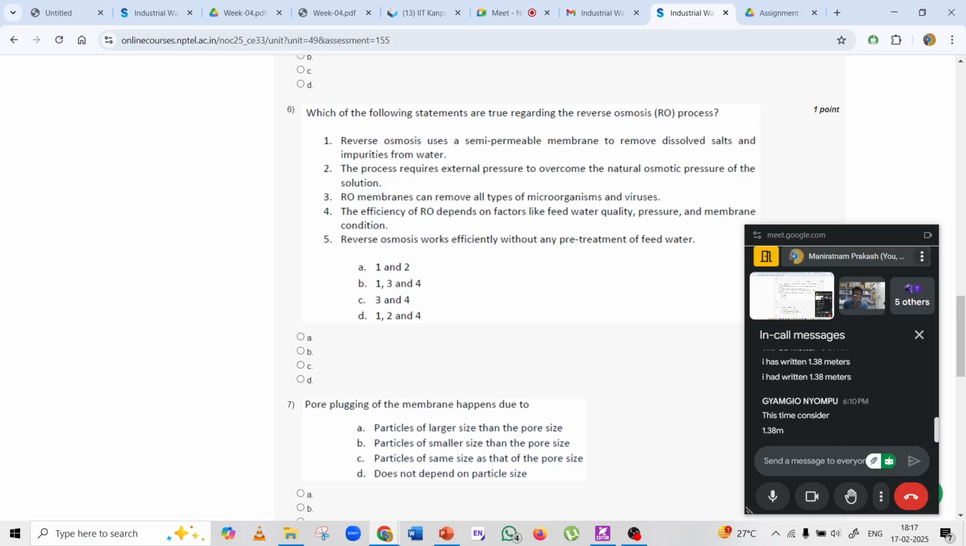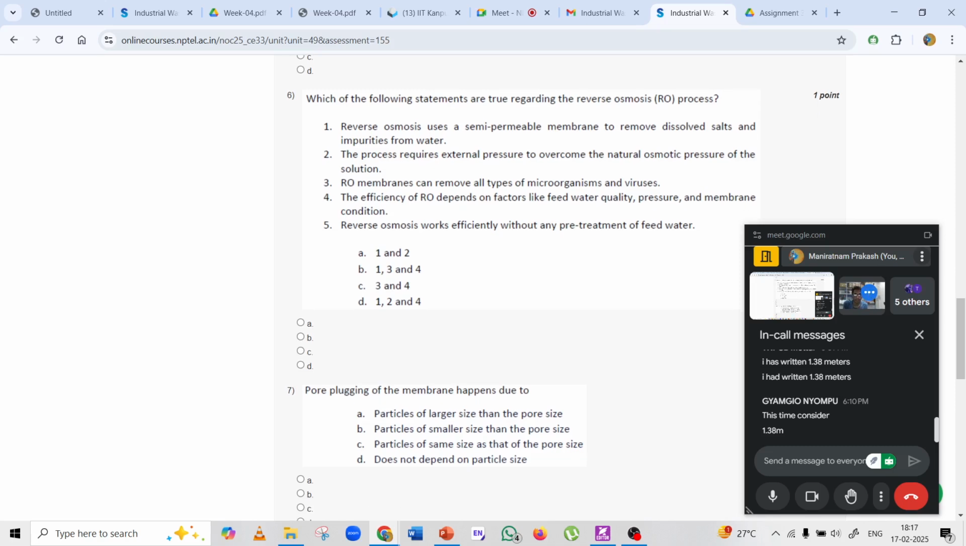Three is not correct. Three: reverse osmosis membrane can remove all types of microorganisms. It says all. Actually, reverse osmosis can remove all types of microorganisms and viruses. But for this question, I think I can mark option D.